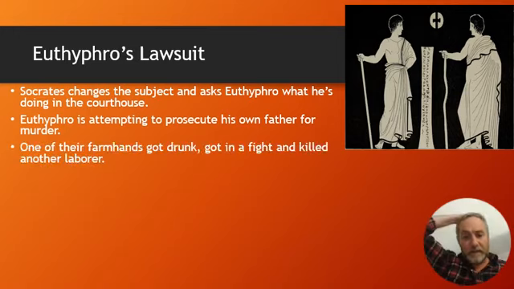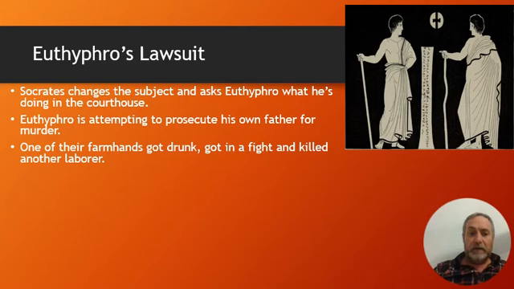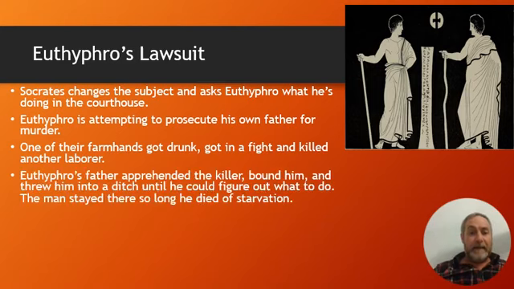So what happened was one of Euthyphro's father's farm hands got drunk, got in a fight, and killed another laborer. And Euthyphro's father caught the killer and tied him up and threw him in a ditch while he tried to figure out what to do with this murderer. And I guess he took his sweet time trying to figure it out, and the man stayed there in the ditch so long that he died of starvation.